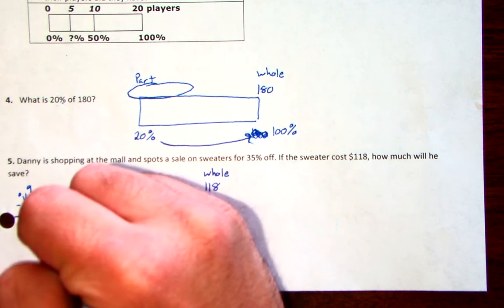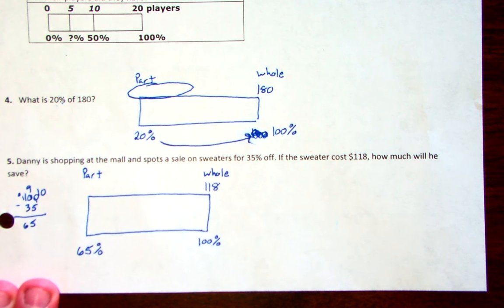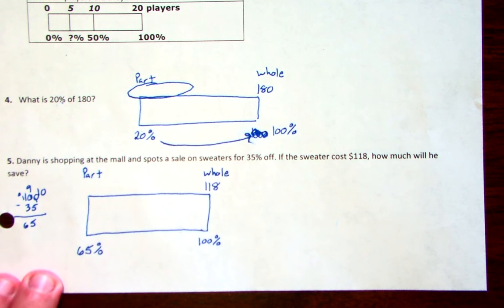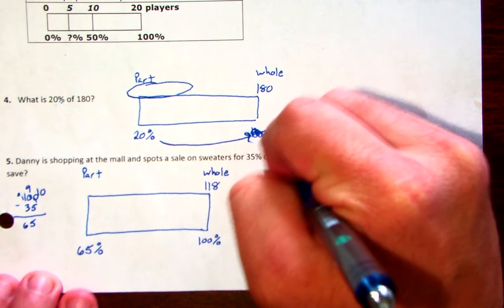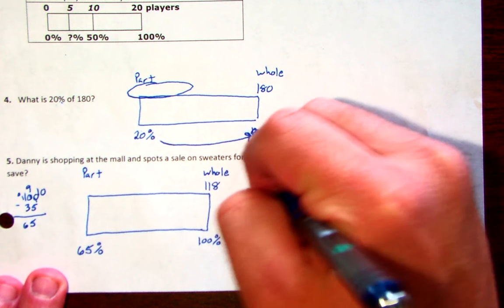That means Danny paid only 65% for that sweater. That's very nice. Well, if you notice, there's no good skill factor no matter where you go. So here's what you do. You take how much it costs, and you multiply it by the percent he paid for it. What is 65% as a decimal? Well, good, it's just 0.65.